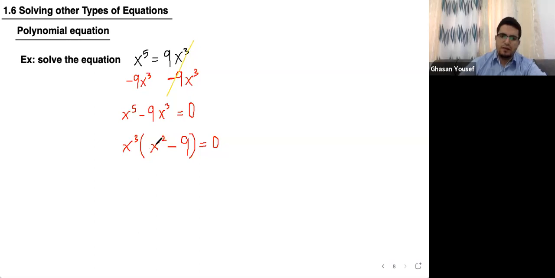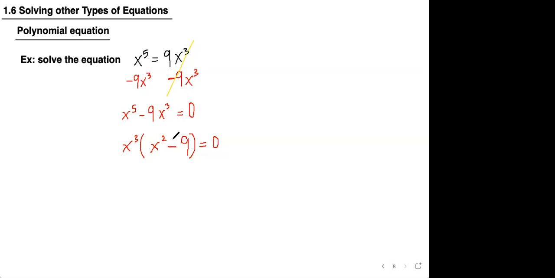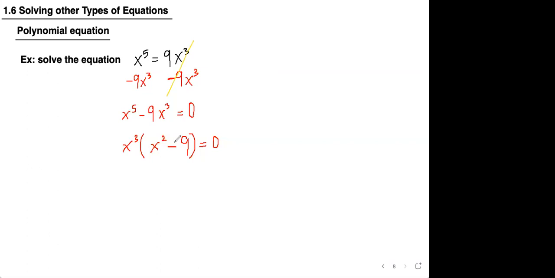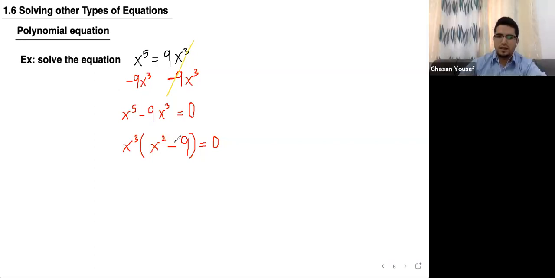Now, can I factor inside the parentheses x squared minus 9? Yes, it's the difference of squares. And what is the factor for x squared minus 9? x plus 3 and x minus 3. This is correct, x minus 3 and x plus 3.